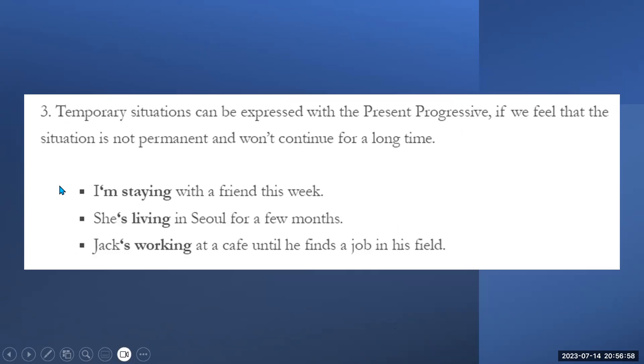Okay, and this third one is the one that we are going to study today. Temporary situations can be expressed with the present progressive if we feel that the situation is not permanent and won't continue for a long time. For example, I'm studying with a friend this week. Son situaciones temporales. The next example says she's living in Seoul for a few months. And the last example says Jack's working at the cafe until he finds a job in his field.